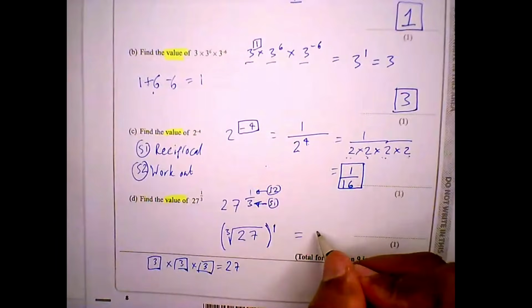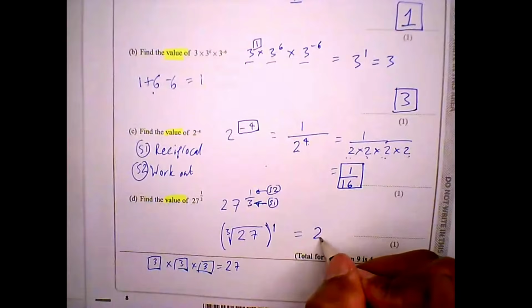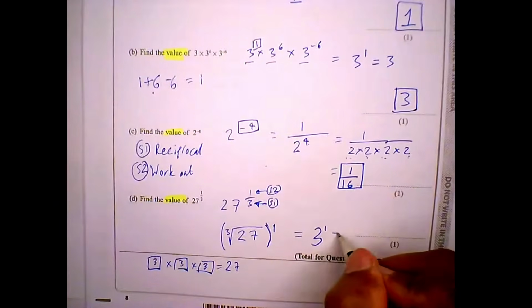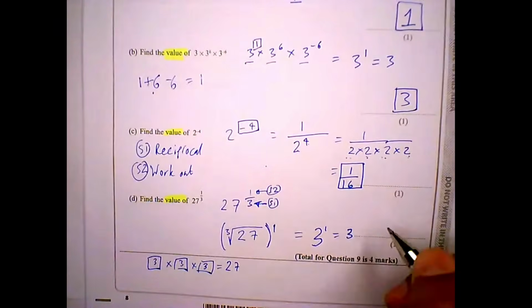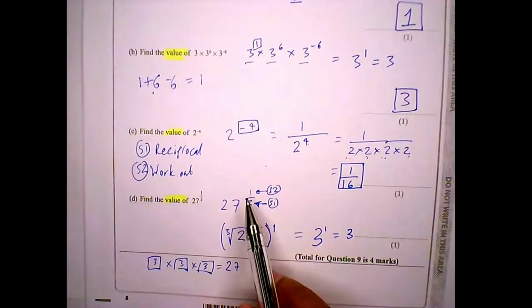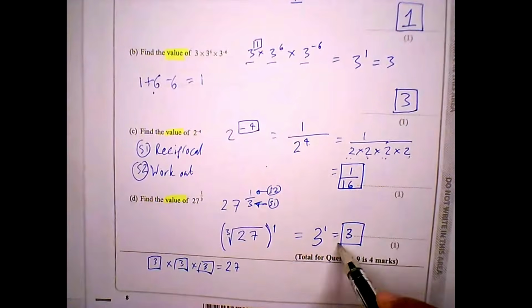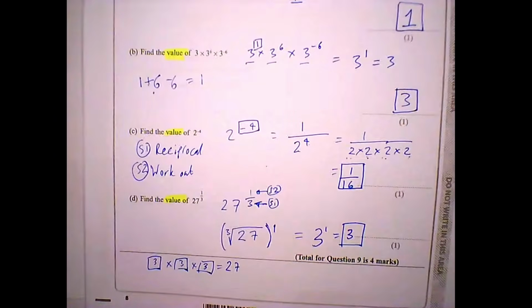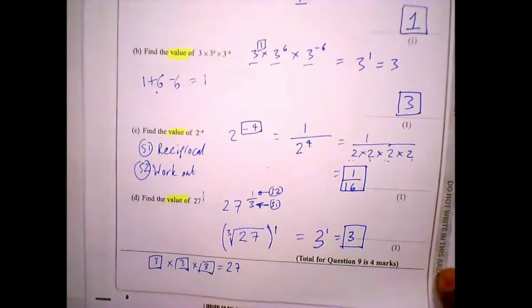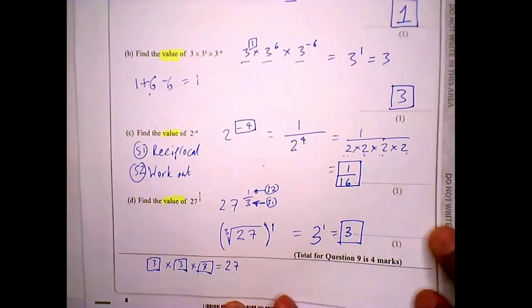So this is 3 to the power 1, which is just 3. Okay, so if we have 1, in a way, we could ignore it. So my final answer is 3. Okay. All right, let's go to the next question.